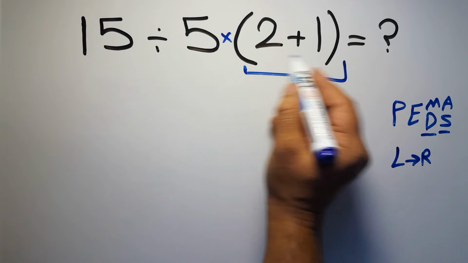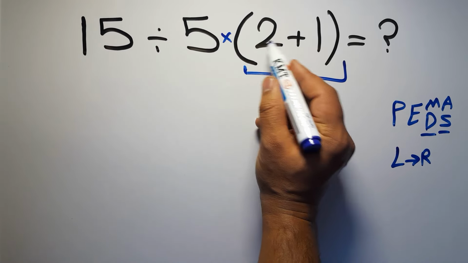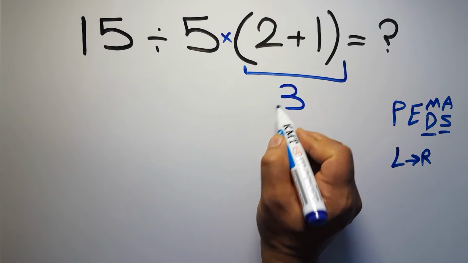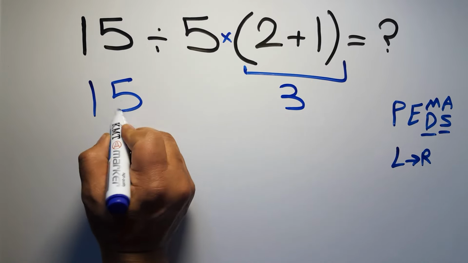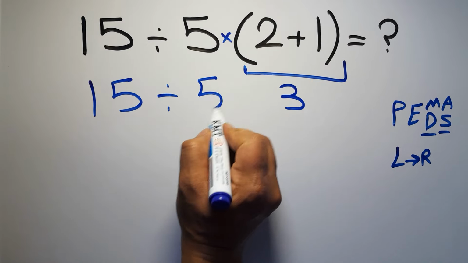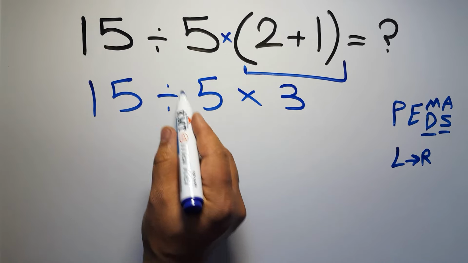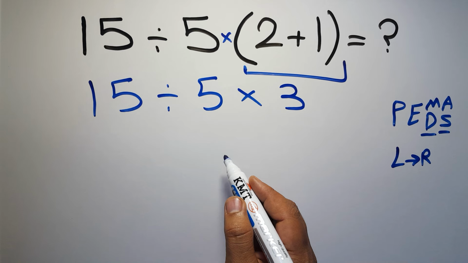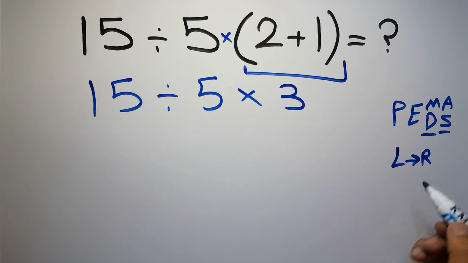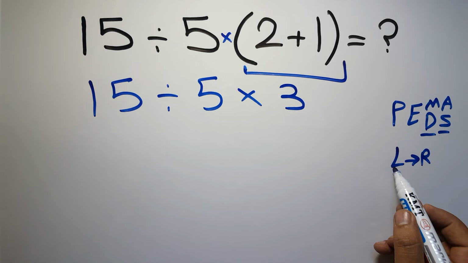So first we have to do this parentheses. Inside this parentheses we have 2 plus 1 which equals 3. So 15 divided by 5 then times 3. So we have one division and one multiplication. As I said, multiplication and division have equal priority and we have to work from left to right.